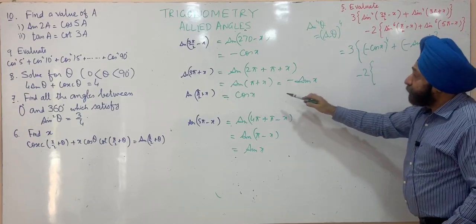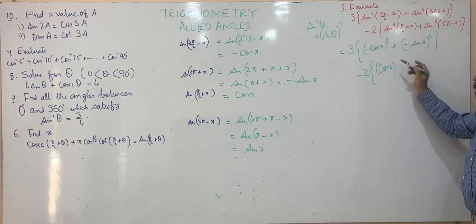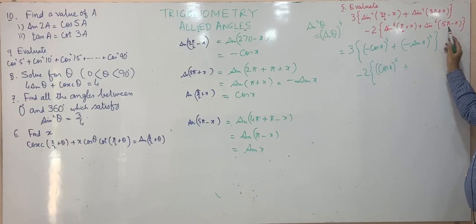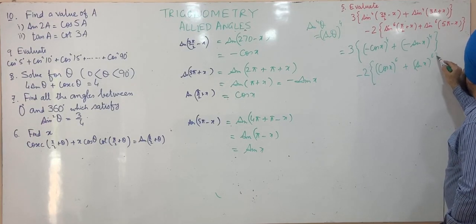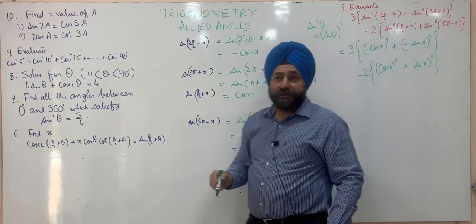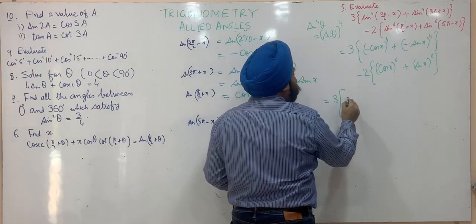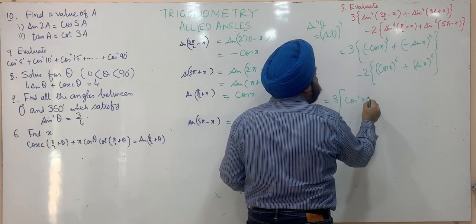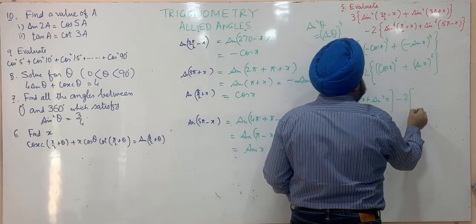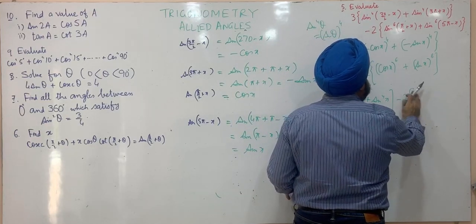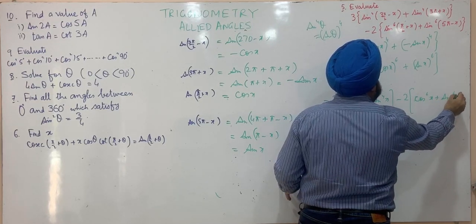Sine pi by 2 plus x is cos of x. So this is cos of x raised power 6 and this one is sine of x raised power 6. We simplify this further. This is 3 times cos raised power 4x plus sine raised power 4x. This is minus 2 cos raised power 6x plus sine raised power 6x.